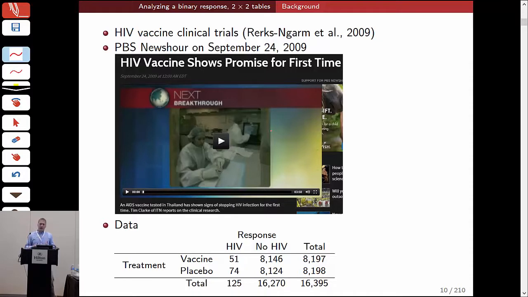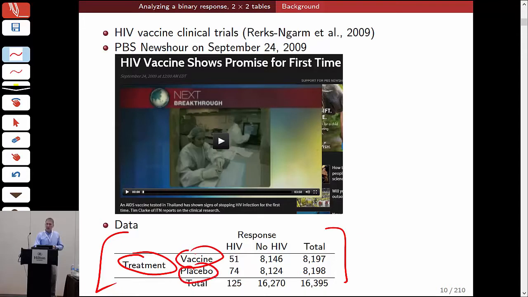The corresponding paper was published in the New England Journal of Medicine. And here's the primary set of data that they use to make their judgment about the vaccine and its effectiveness. On the rows we have information about the treatment that was applied: was it a vaccine or a placebo? And then on the columns we have a response: did a person, after a few months, come down with HIV or did they not?